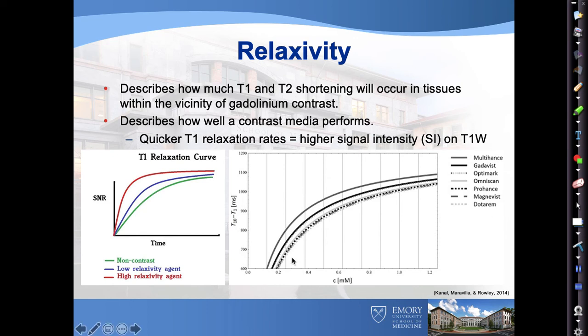As you can see here, MultiHance has the highest T1 relaxivity of the agents, meaning at a given dose it's going to appear the brightest or have the highest signal intensity on a T1 weighted image. That's probably where it was given the name.